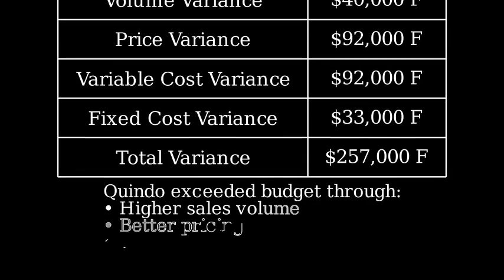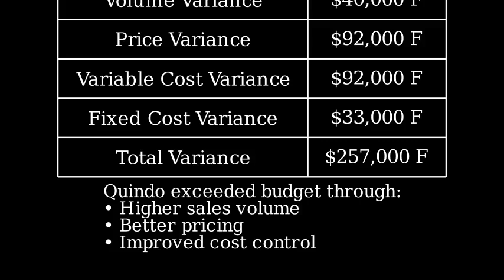This analysis shows that Quindo Table Company's performance exceeded budget due to both higher sales volume and better cost control. All variances were favorable, contributing to the significantly higher operating income.